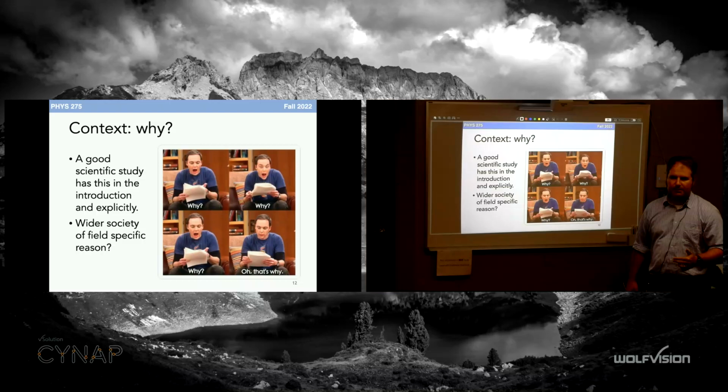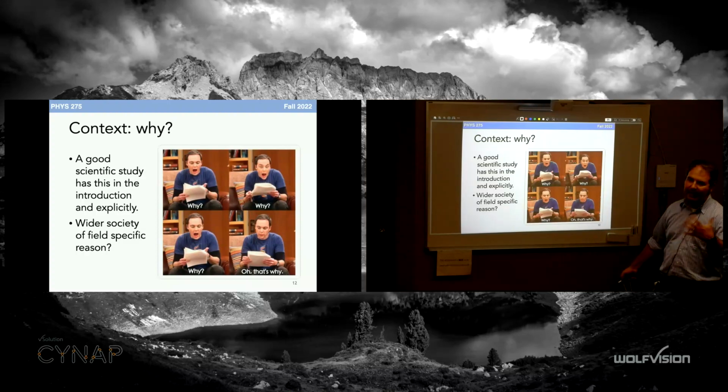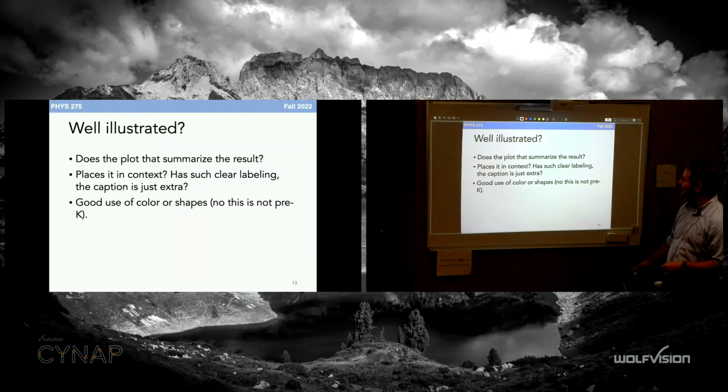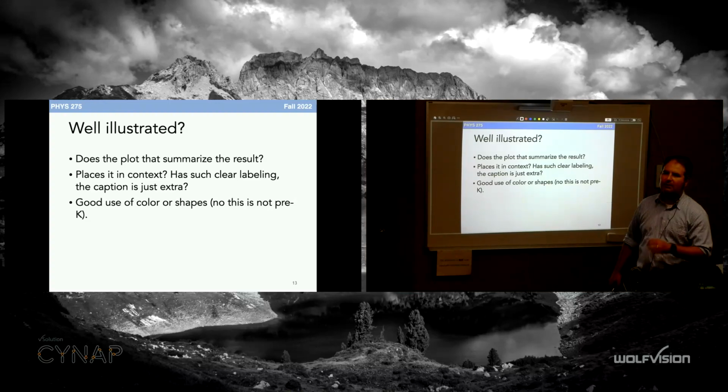Why is this your plot? Why is this interesting? Why is this important? So I want you to very explicitly say context, the why. We did the how just now, and the what, like what it is trying to say, but the why is an important one. Is it well illustrated? Is this a good choice of colors or shapes? Is the caption placed in context? Is the labeling so clear that the caption is just extra, right? Those are chef's kiss kind of visualizations.